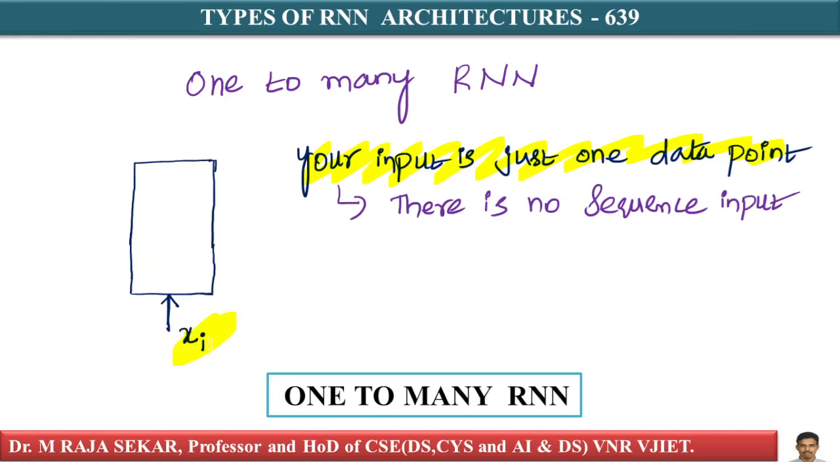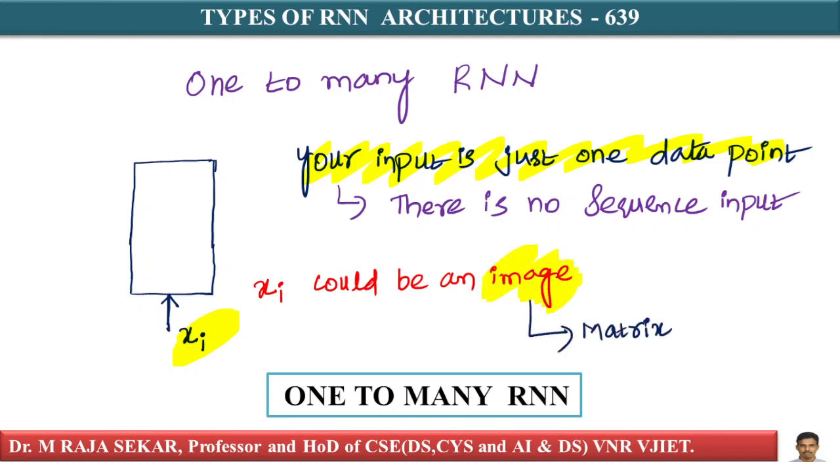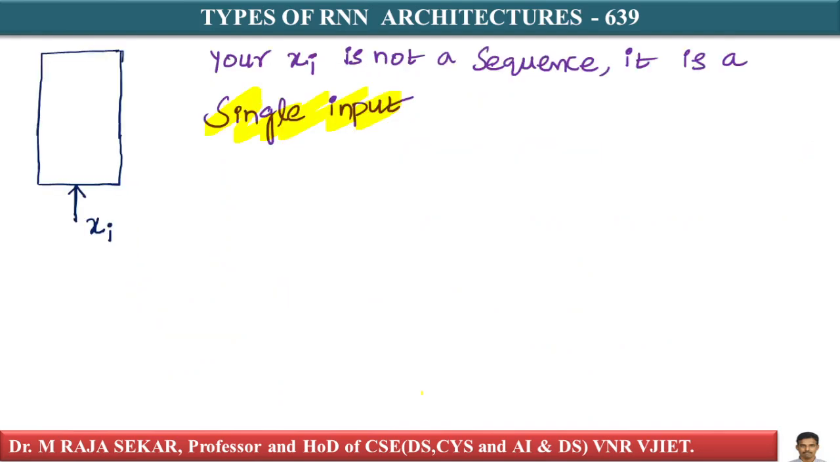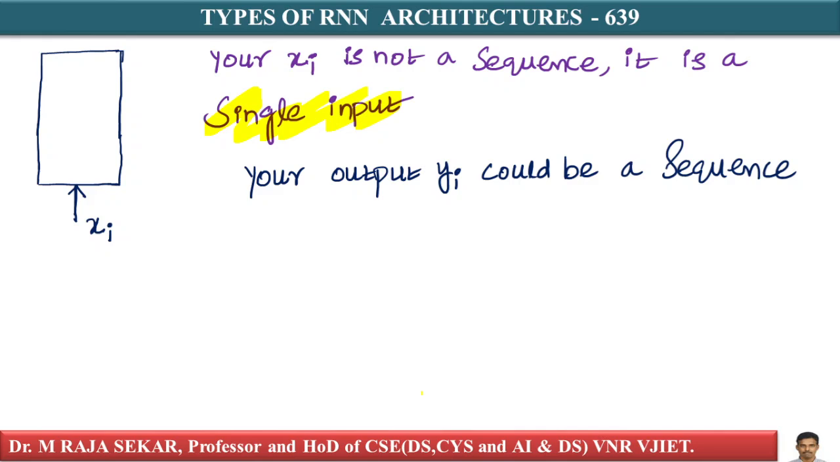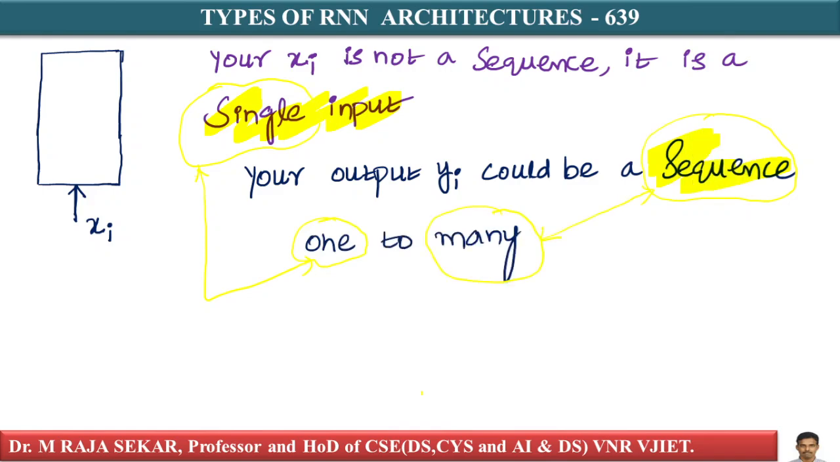How many inputs do we have here? Xi is single input. I can say xi could be an image, which is basically a matrix. Image can be represented as a matrix, isn't it? Your xi is not a sequence, it is a single input. But your input is not a sequence, your output, your yi could be a sequence. That's why it is called one-to-many.